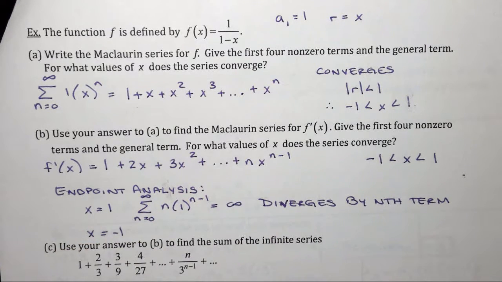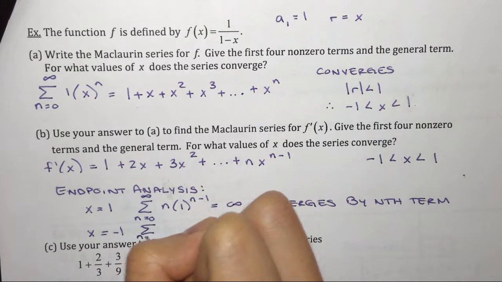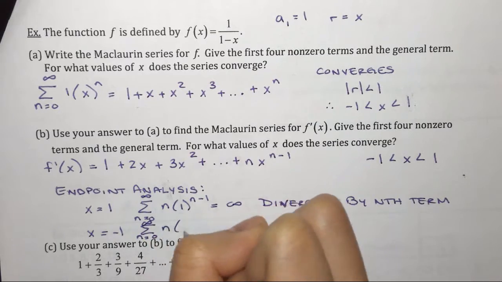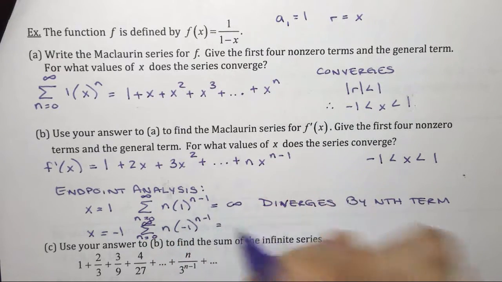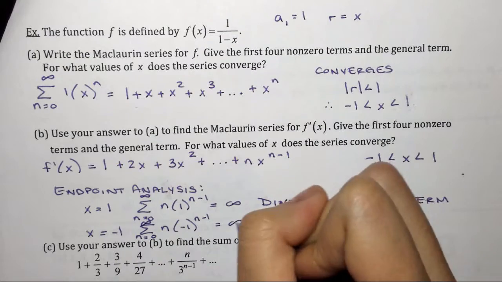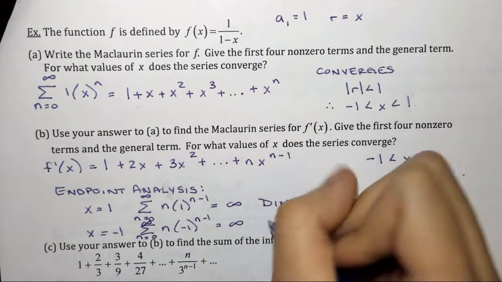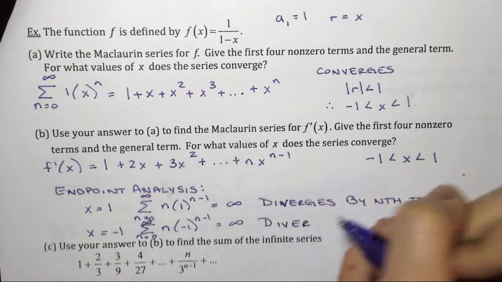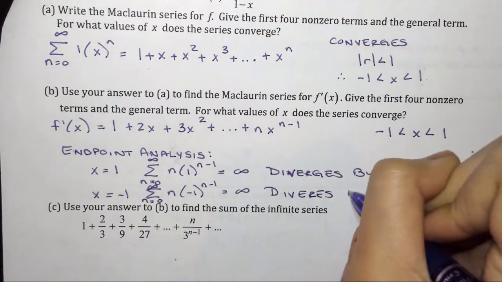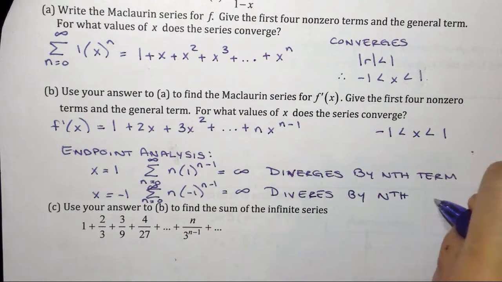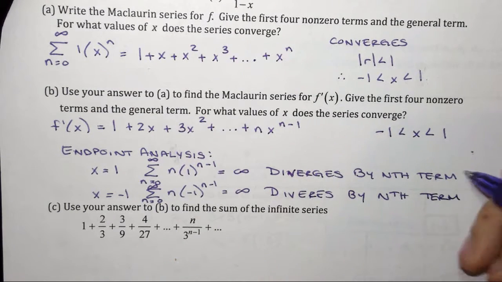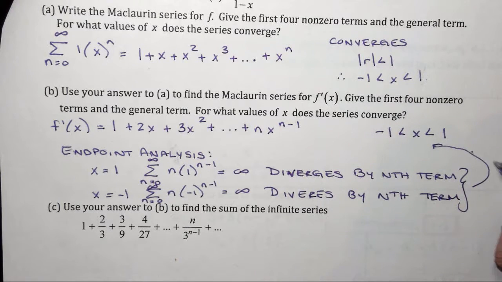At negative 1, the sum is n times negative 1 to the n minus 1. Which also goes to infinity, because this one, although it's alternating, the limit doesn't go to 0, so this is going to diverge by nth term as well. So this leads to no change here on our interval of convergence.